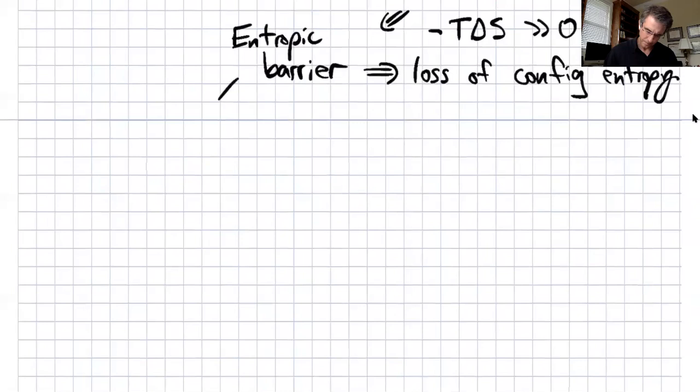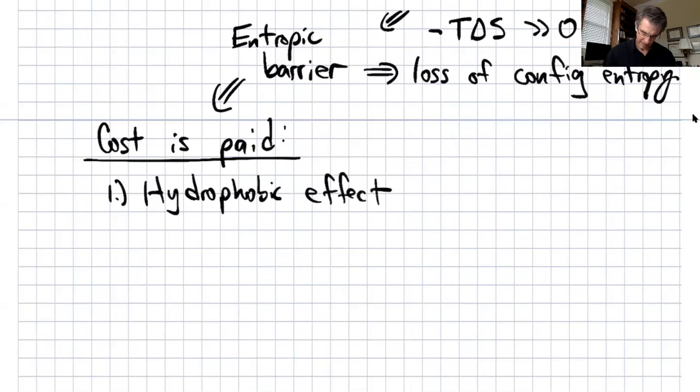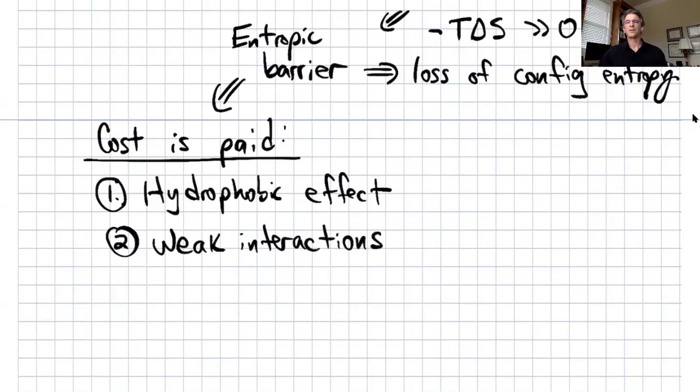And the cost of that entropic barrier is paid in 2 ways. The first has to do with the hydrophobic effect. And the second has to do with all those weak interactions. And how that works and why that works, we need to think about in a little more detail. We'll come back to that next.